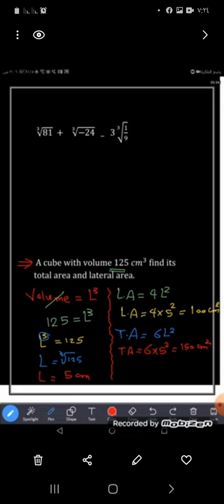Then we can say LA, it means lateral area, equal 4L square. Then lateral area equal 4 by L square. We get L equal 5. Then we can say 4 by 5 square equal 100 centimeter square. Then we can say total area. It means TA, total area, equal 6L square. 6 by 5 square equal 150 centimeter square.